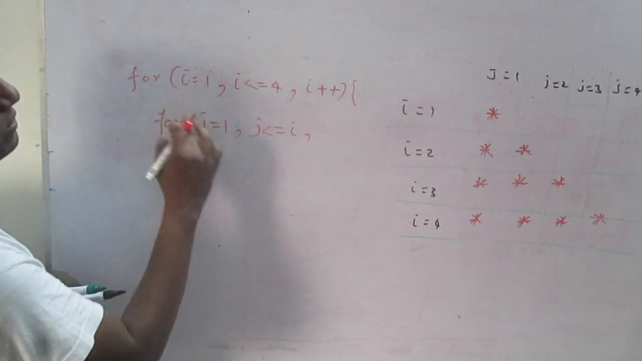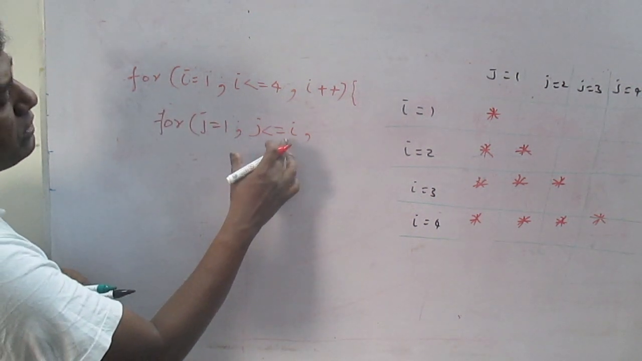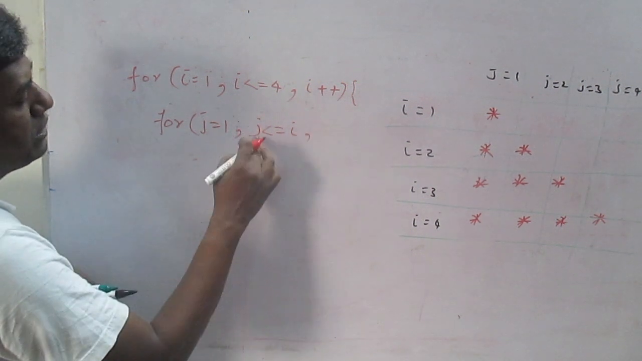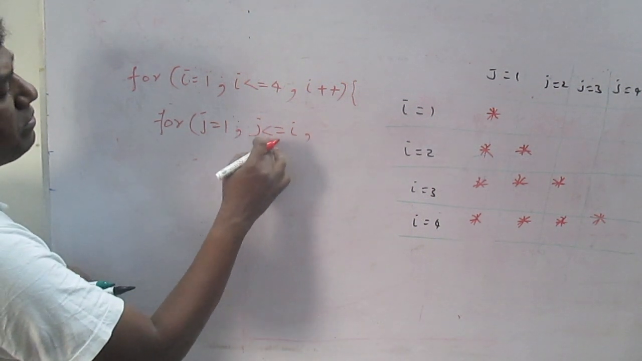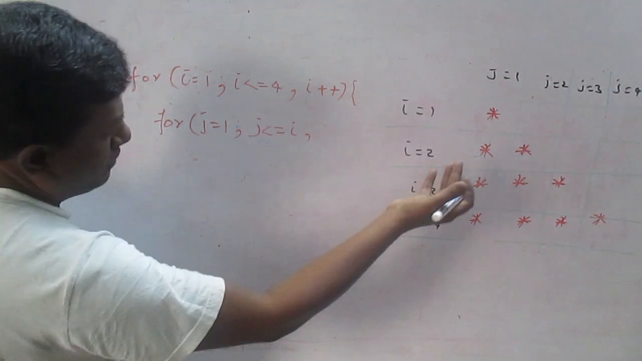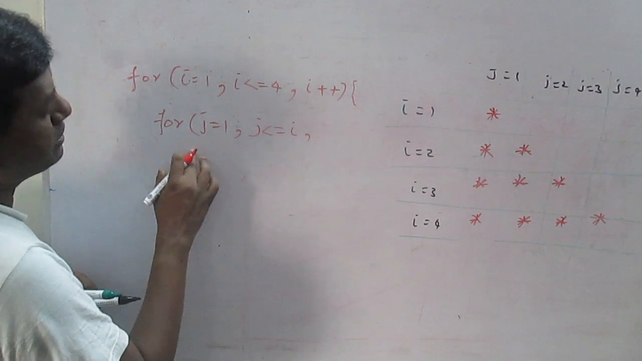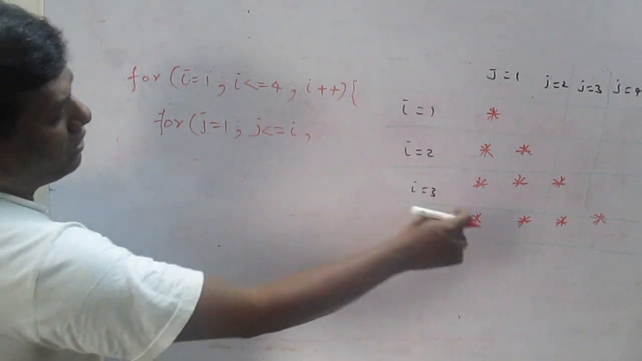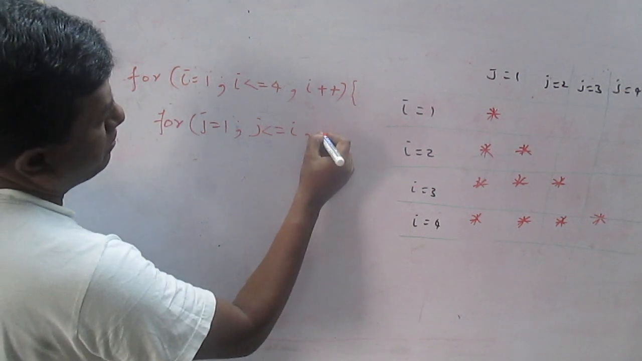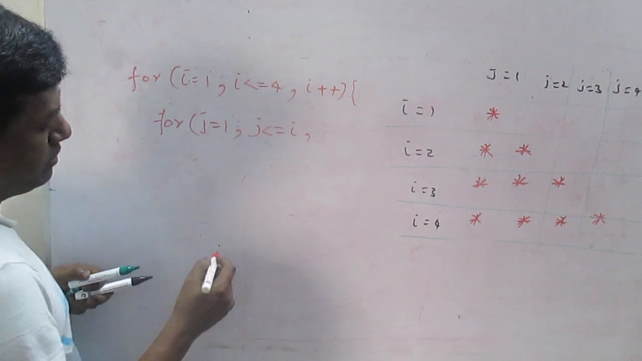Suppose i is 2, then j is 1. So is 1 less than or equal to 2? The condition is true, then definitely this loop will work, and finally we will get this pattern. That is the idea. Now let's see how this can be done.